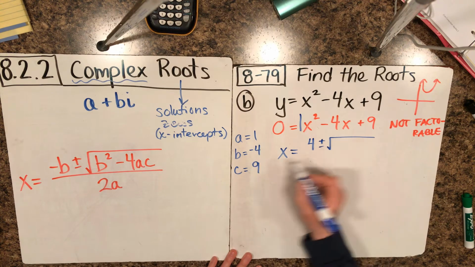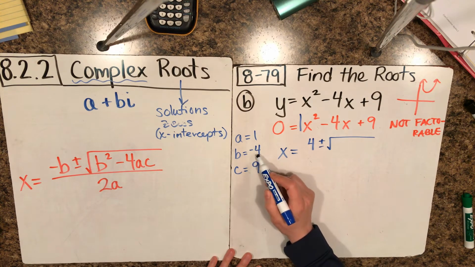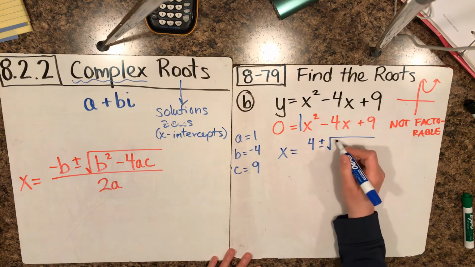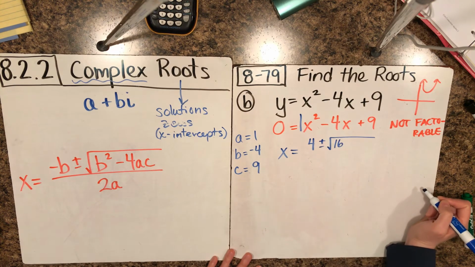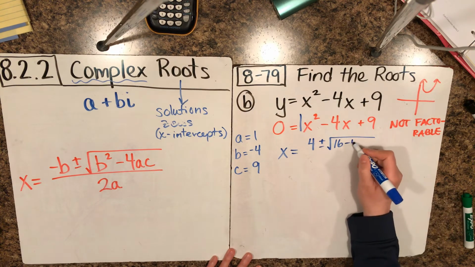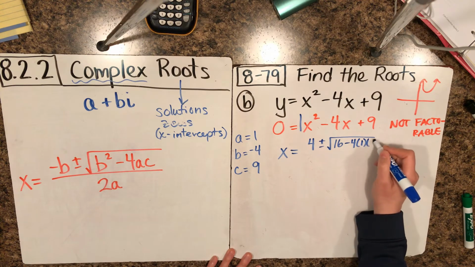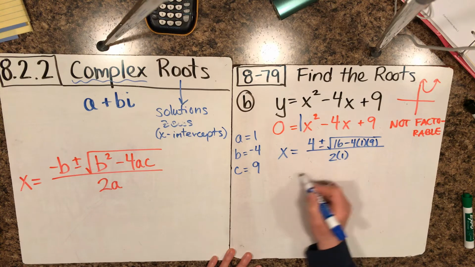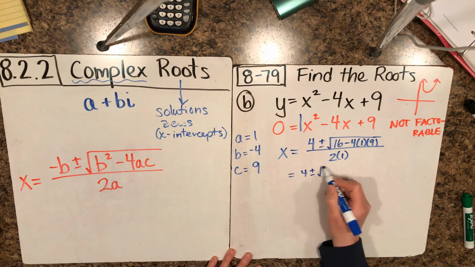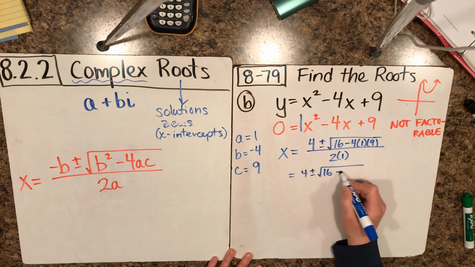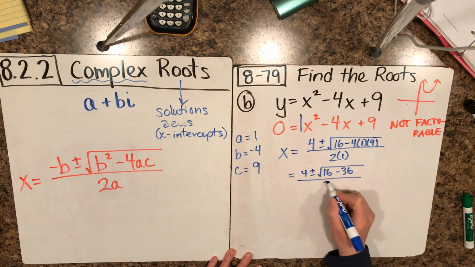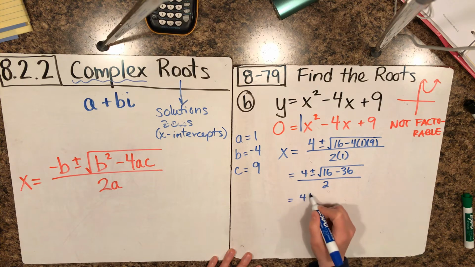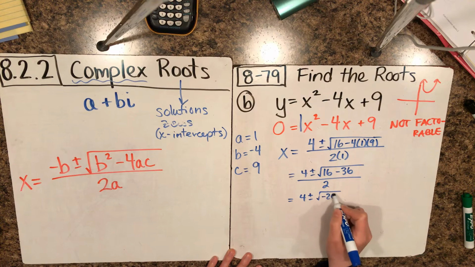Now remember, anytime I square a number, it's always positive. So even though that's negative 4, when I square negative 4, it will be 16. Okay? Minus 4 times a times c, all over 2 times a. So 4 plus or minus the square root of 16 minus 36, all over 2. When I subtract, I get negative 20.